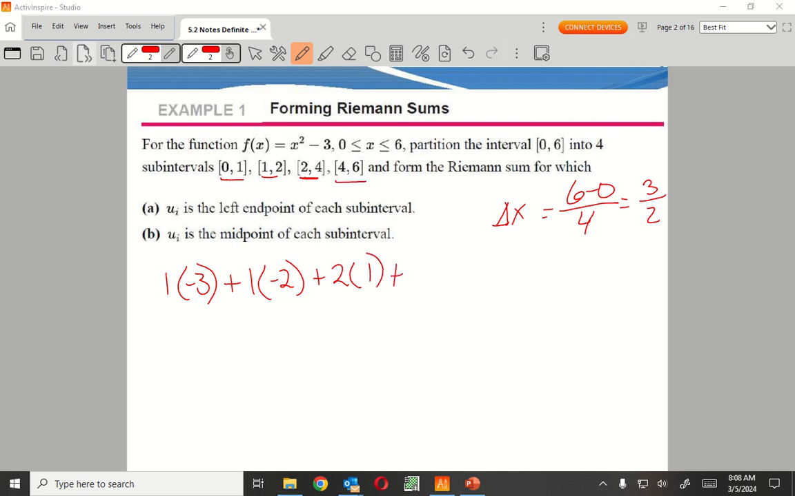Plus, now we're on this one. What's the width? 2 times, is it the 4 or the 6? It is the 4. So 4 squared is 16, minus 3, 13. Then as I do my math, I'm going to get negative 3 minus 2 plus 2 and plus 26.